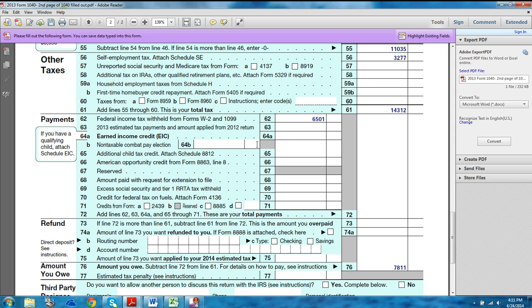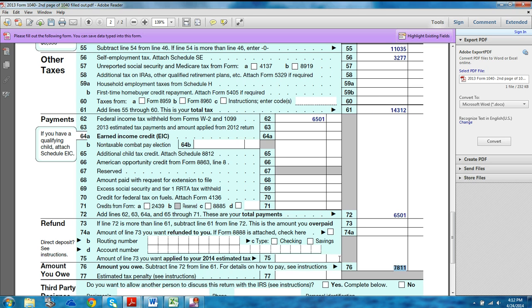We're just adding up all these credits. In his case, it's only 6501. We're putting it right here, 6501. And then if the 6501 was more than 14,000, he would get a refund, but it's not, as you can see. So he owes $7,811. You can also get penalized on that.